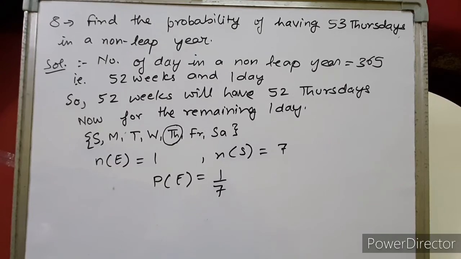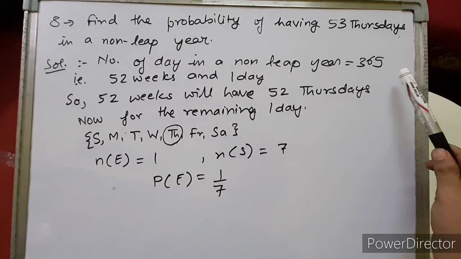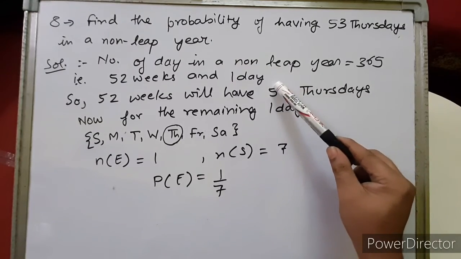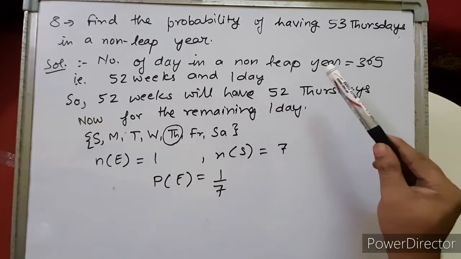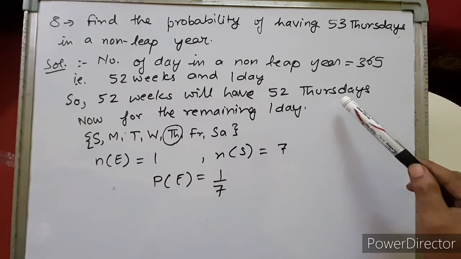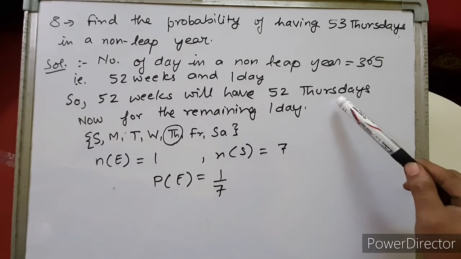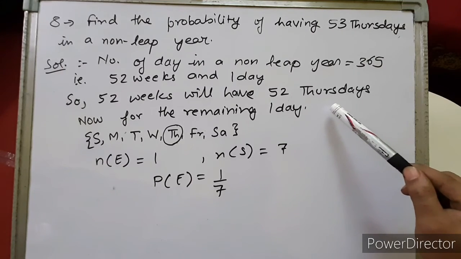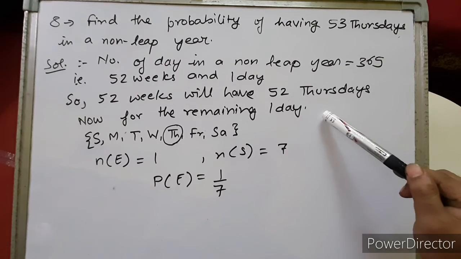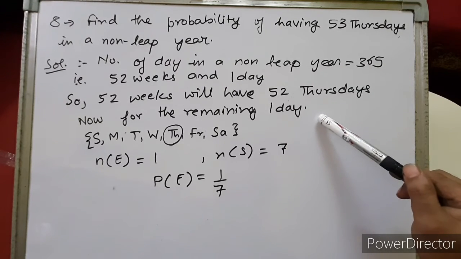Now we know that the number of days in a non-leap year is 365 days, which is 52 weeks and 1 day. We know that 1 week has 1 Thursday. So 52 weeks will have 52 Thursdays. Now the issue is left for only one remaining day, which has to be Thursday. We need to find the probability that the one remaining day, the last day of the year, will be Thursday.